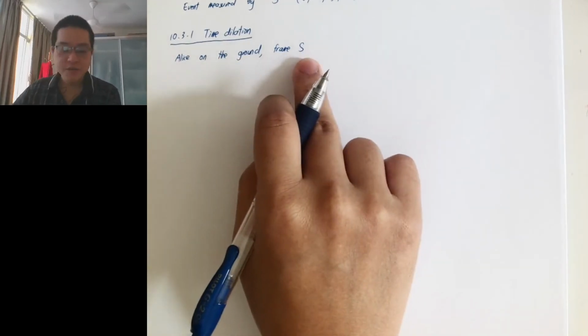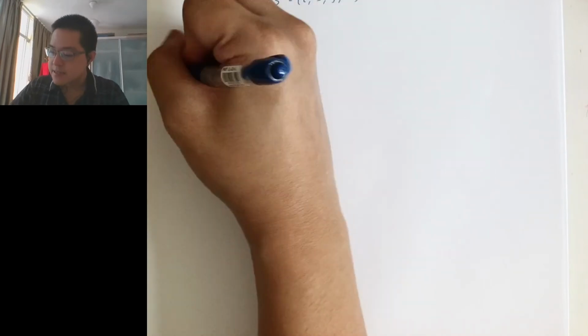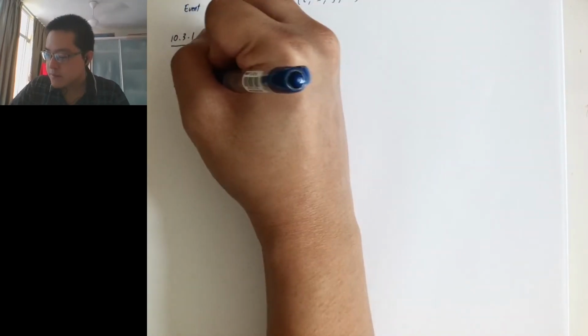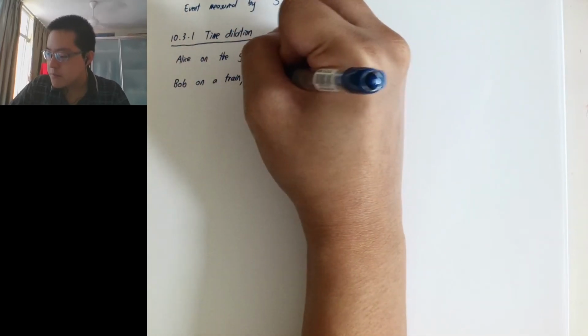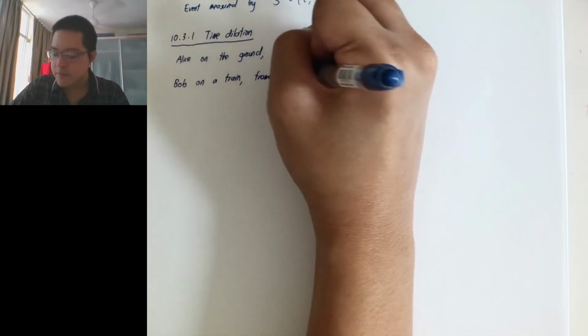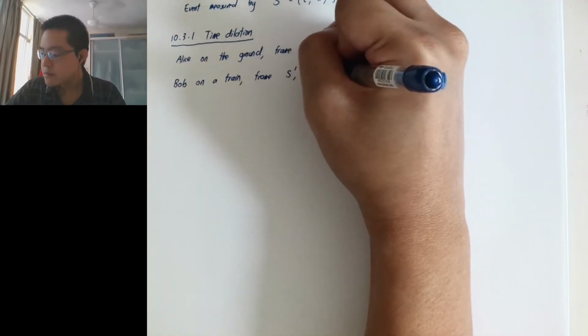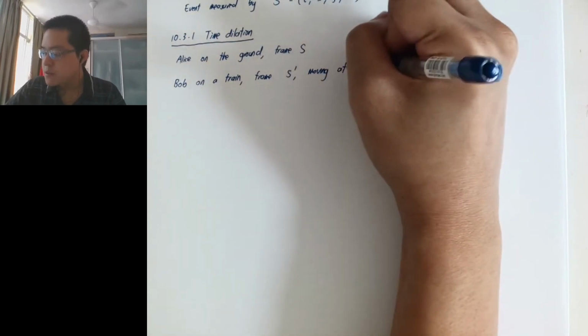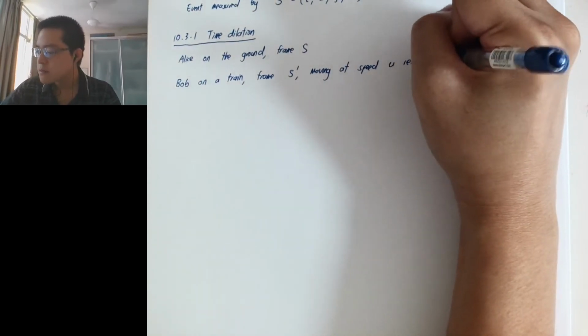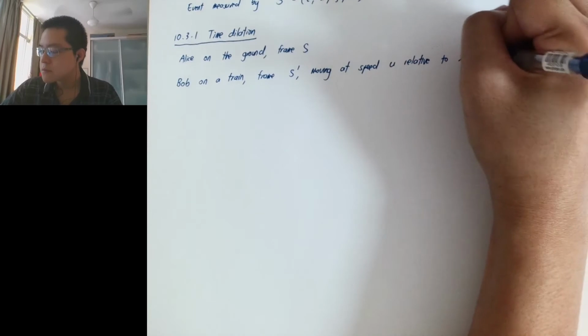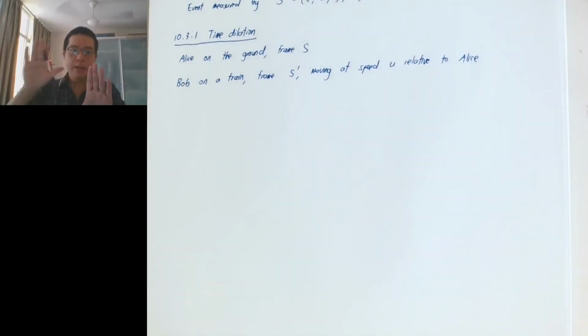So Alice is on the ground using the frame S, and then in this scenario, Bob is on the train. Bob is using frame S prime and moving at speed u relative to Alice. Okay, so Alice and Bob are moving relative to each other at a speed u.